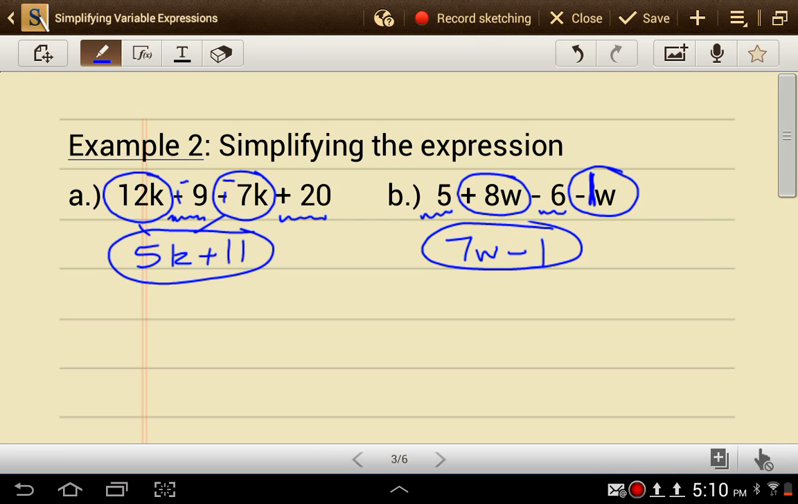If you were to write 7w plus negative 1, that is the same thing, and that's okay. Alright, so that's okay to write it that way. I would not mark that wrong. Okay, if you need to pause it, go ahead. I'm going to move on to my next slide.